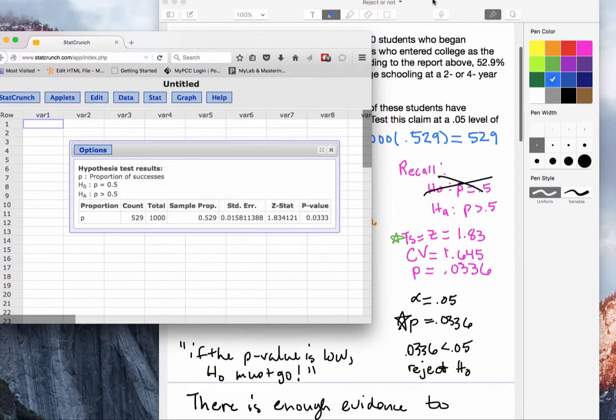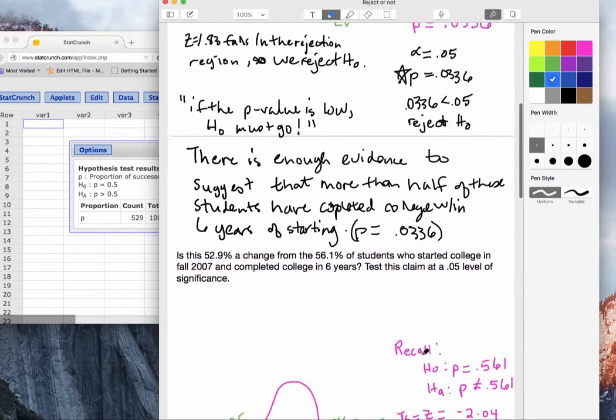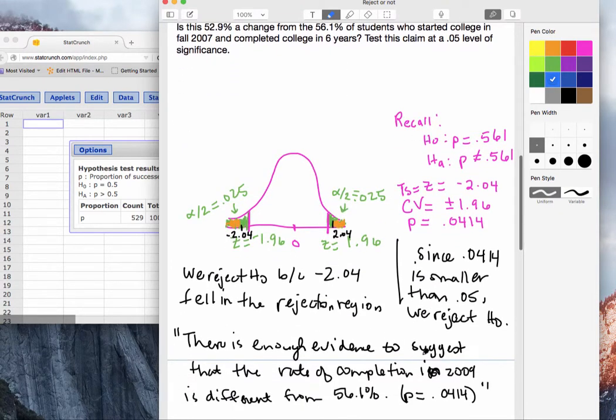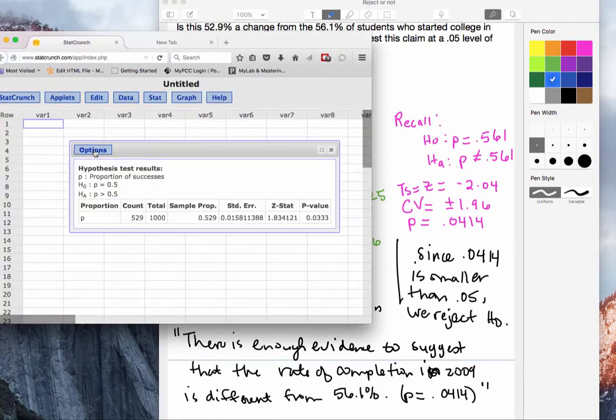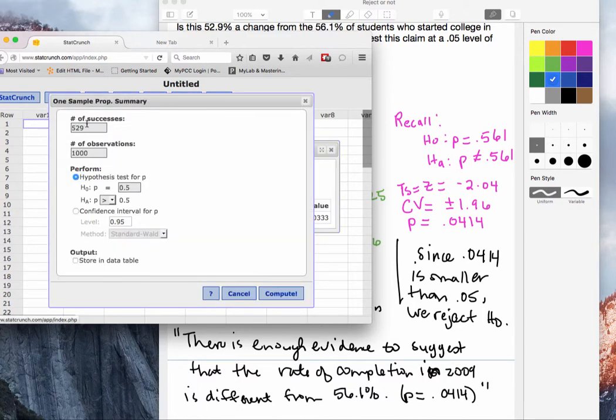Let's do one of the other problems. Let's do that two-tailed test. We wanted to see if our sample proportion differed from 0.561. So I can go back here to options and actually edit them. Change my number of successes. Well, actually I don't have to. Still have 1,000 people, same percentage. But I will have to change my proportion to 0.561, and I want to do a two-tailed test.